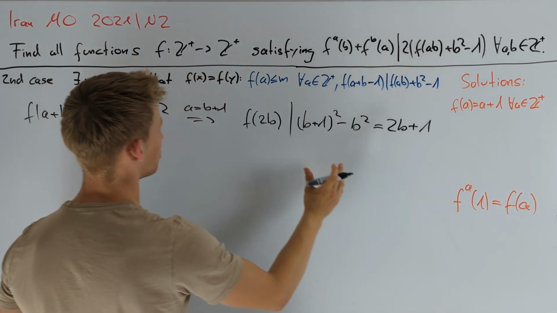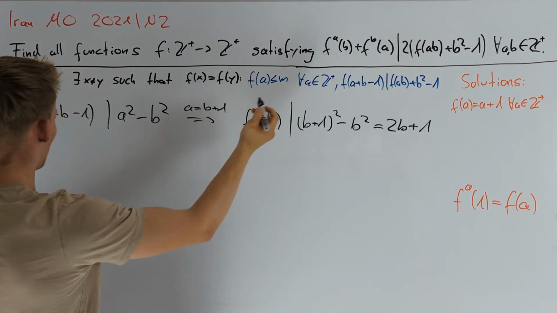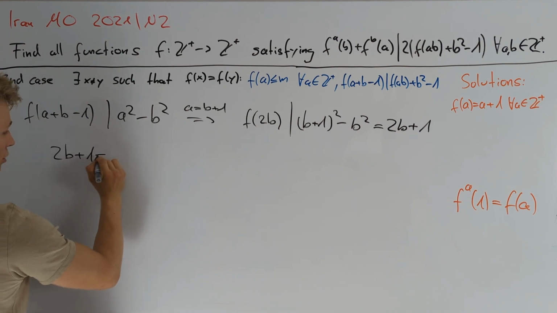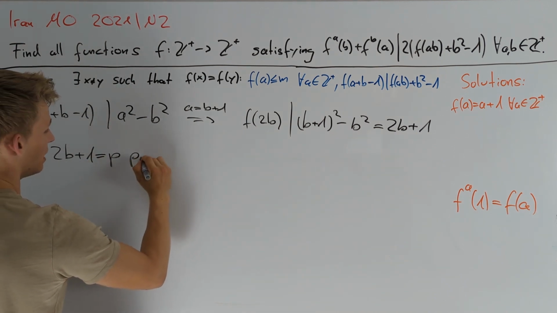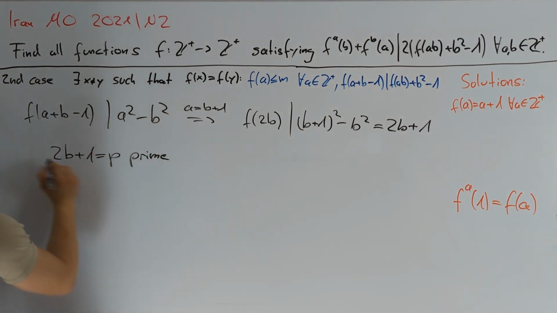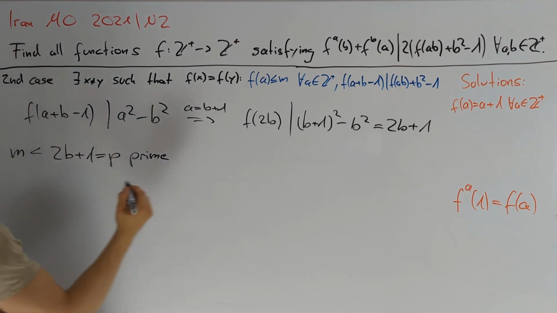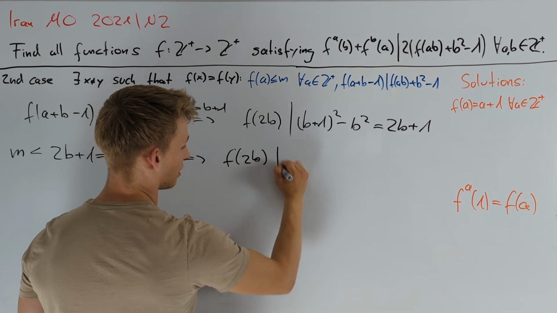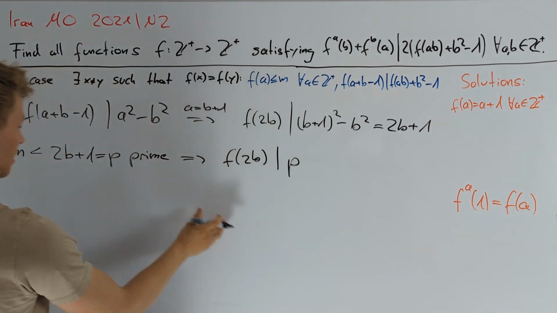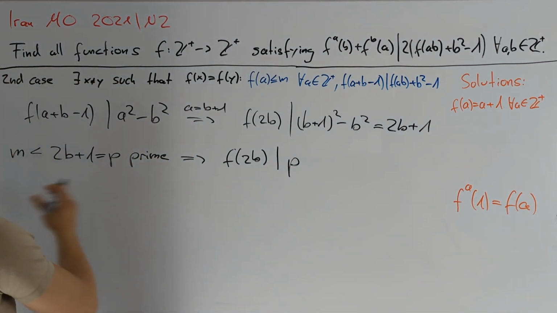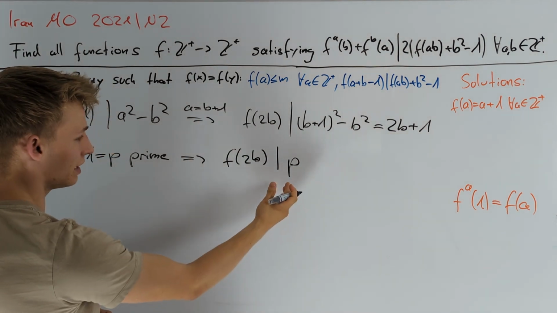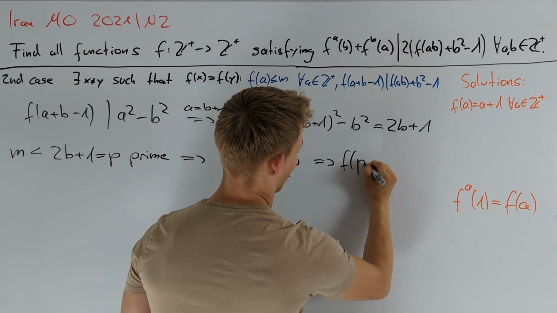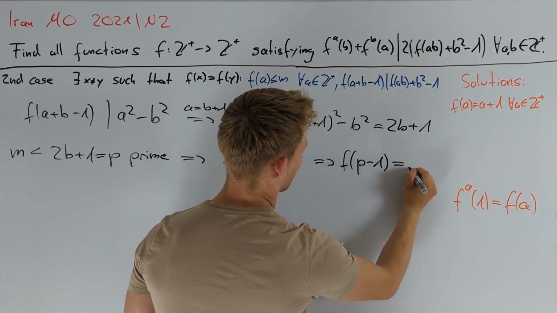We are finally ready to use the condition that f is bounded from above, because now we are able to choose 2b plus 1 to be equal to a prime number p in such a way that p is greater than m. And then we get that f of 2b divides p, and since we chose p to be greater than m, we know that f of 2b is less than p. This implies that f of 2b, which is nothing but f of p minus 1, must be equal to 1.